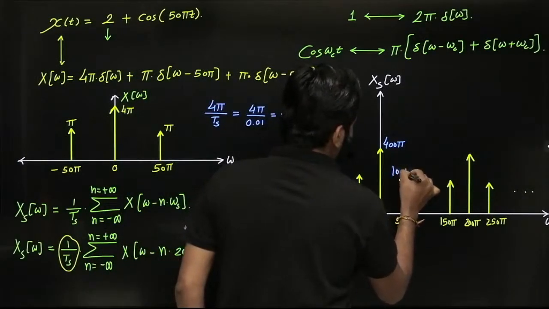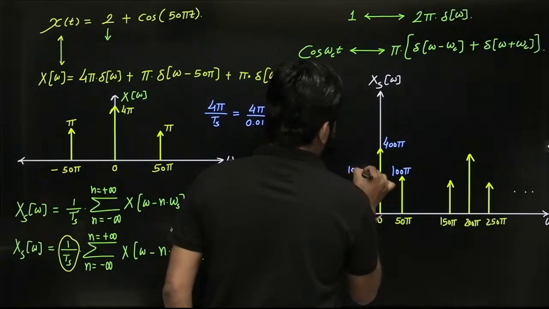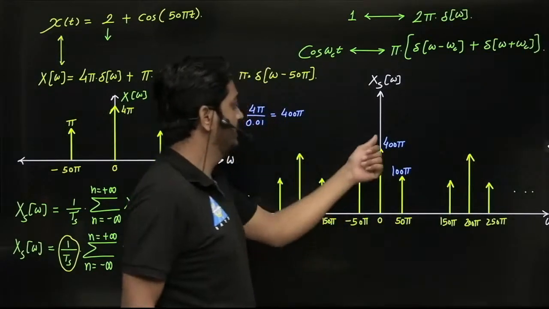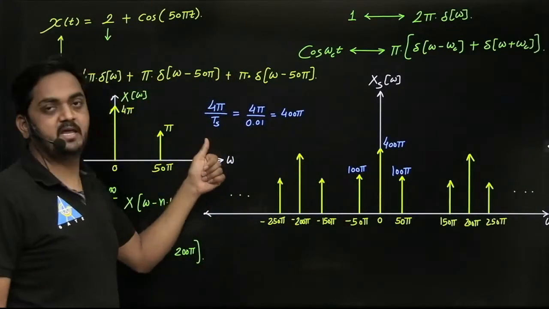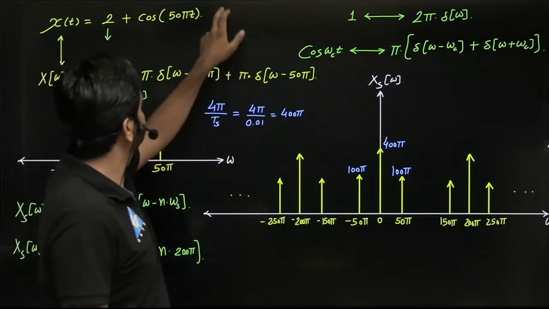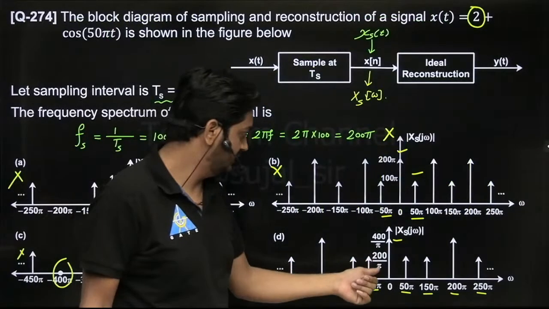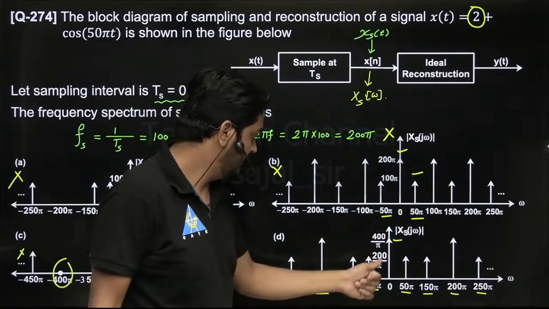So this is 100 pi, and this is also 100 pi. Again this is 400 pi. So 400 pi, 100 pi, 100 pi. Okay, simply you have to multiply with Fs or divide by Ts. So you can check in option D. See here, 400 by pi, and this is 200 pi.